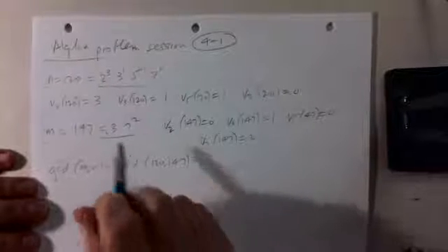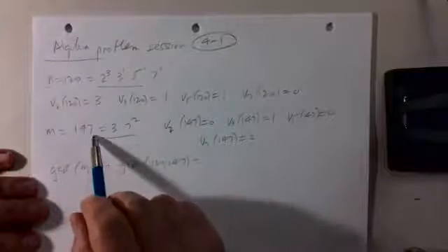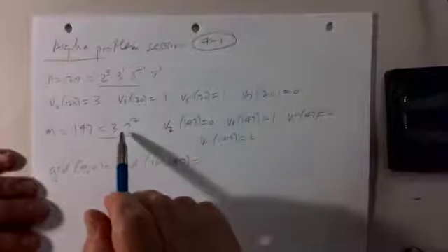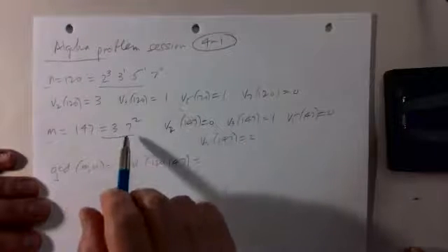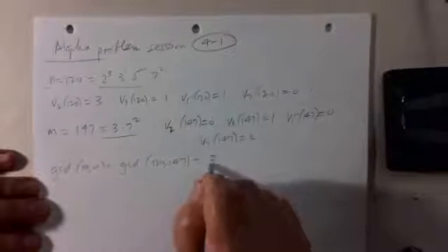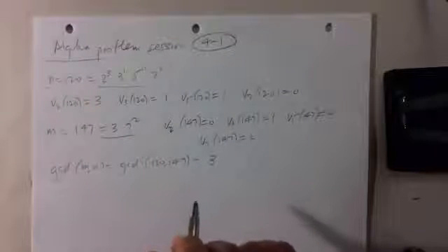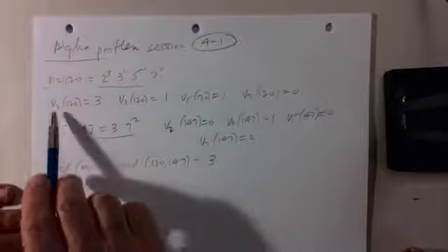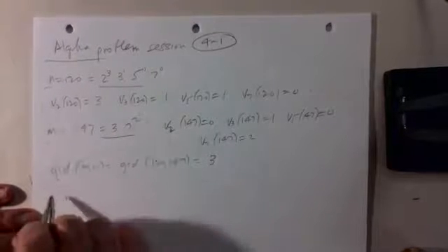So no power of 2 divides M. That can't be involved. 3 is okay. No power of 5 divides this. No power of 7 divides this. This is just equal to 3. 3 is the greatest common divisor of these two numbers. Suppose we compare this VP function for these two numbers.